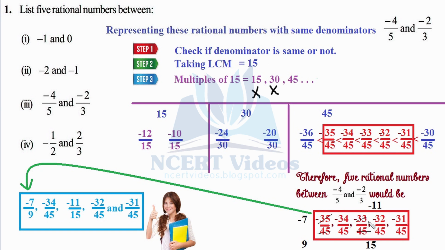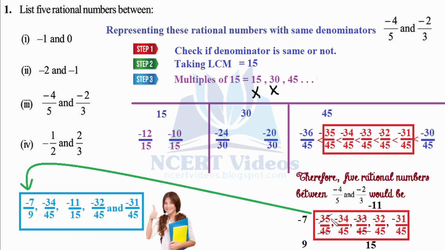Now here again, reducing a fraction. So minus 11 into 3 is minus 33 and 15 3s are 45. Therefore, we are writing minus 11 over 15. Again, not reducible, writing minus 32 over 45. Again, this is also not reducible. So the required solution for this part 3 will be this.